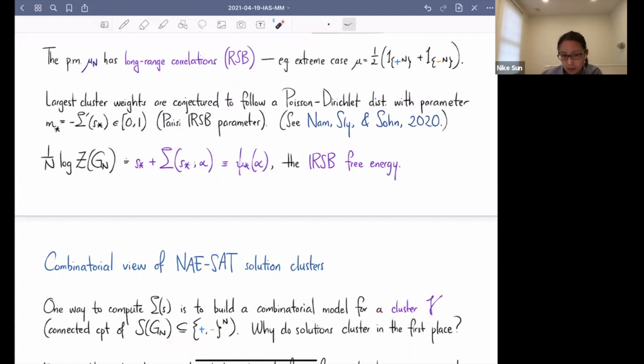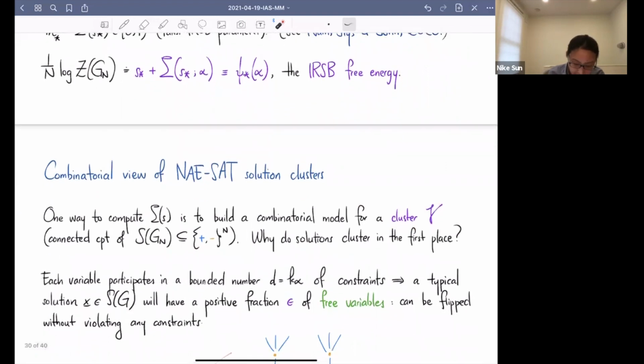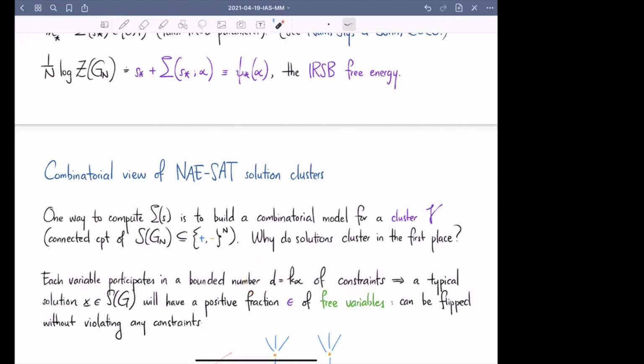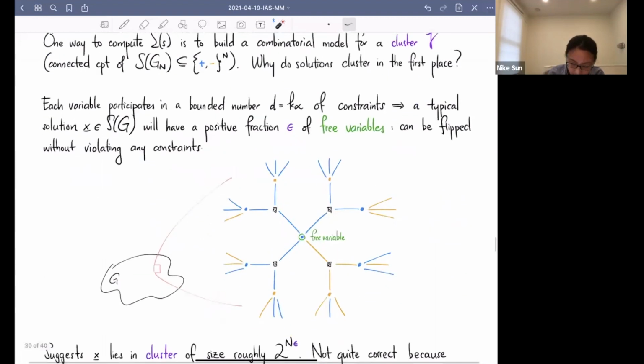And then we should ask why do solutions actually tend to cluster in the first place? And the reason for this is quite simple. It's just because in this model, every variable belongs in a bounded number of constraints. So every variable participates in D constraints. So it means that a typical solution is going to have some positive fraction of variables which are free, meaning that you can flip them without violating any of the constraints that they participate in. And the picture is like this.